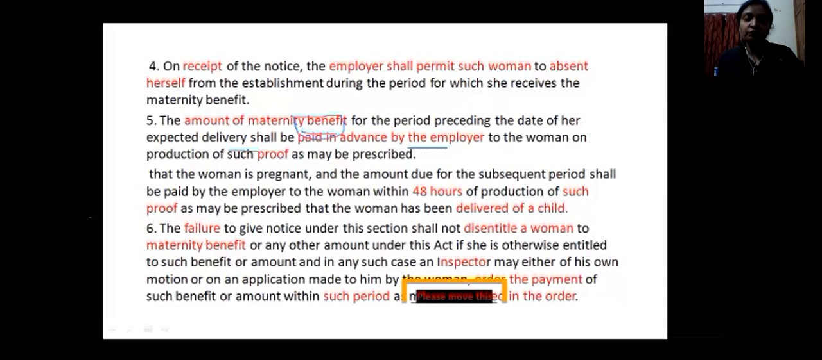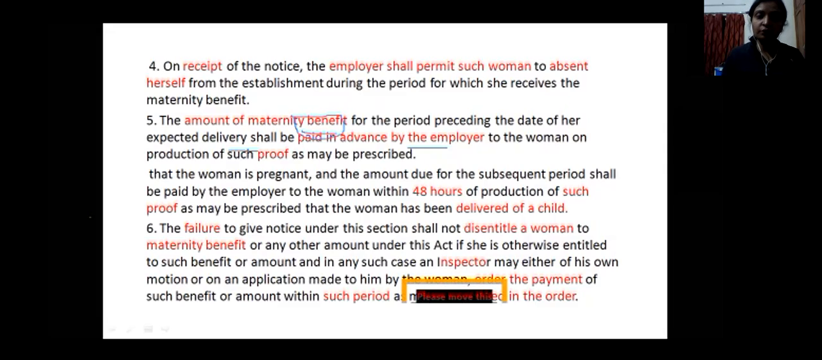So the first thing which the employer has to do after receiving the notice from the particular woman is to permit the woman to absent herself, because the woman has certain rights to absent herself from the work. You know what the period is? The period is 26 weeks, right? 8 weeks before delivery and the rest of the period after the delivery. So the amount of maternity benefit for the period preceding the date of her expected delivery shall be paid in advance by the employer.